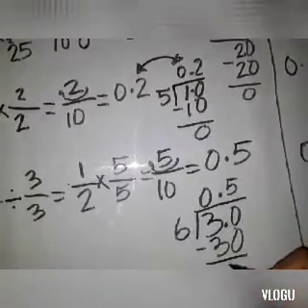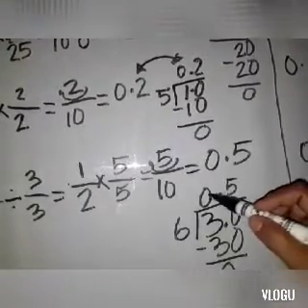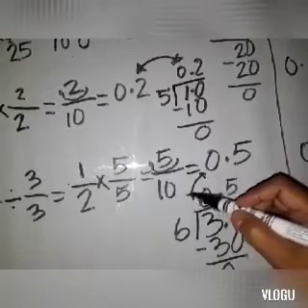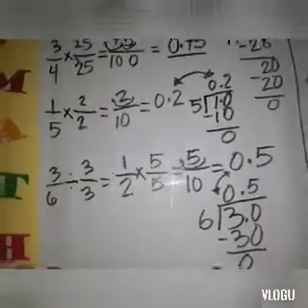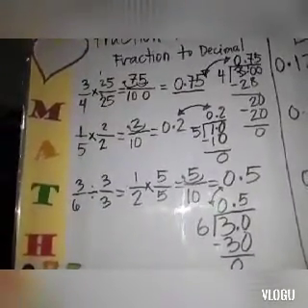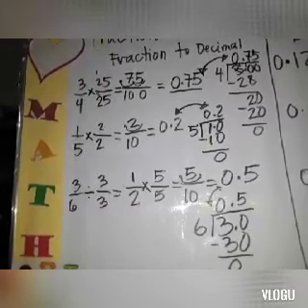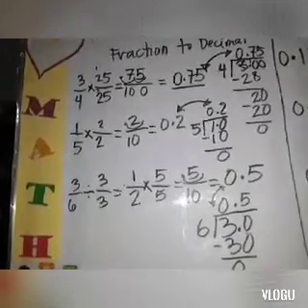Subtract 30 minus 30 is equal to 0. So, 0.5, 0.5, pareho lang sila. Again, kung nasaan ang mas madali para sa inyo, yun po ang gagamitin ninyo. Okay? Okay. So, that is fraction to decimal.